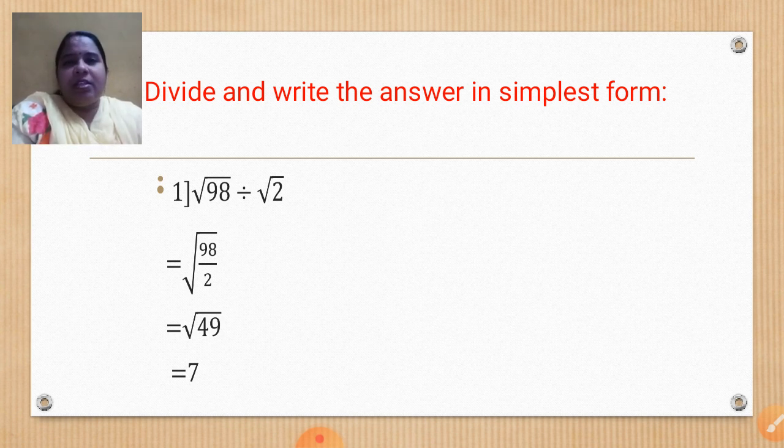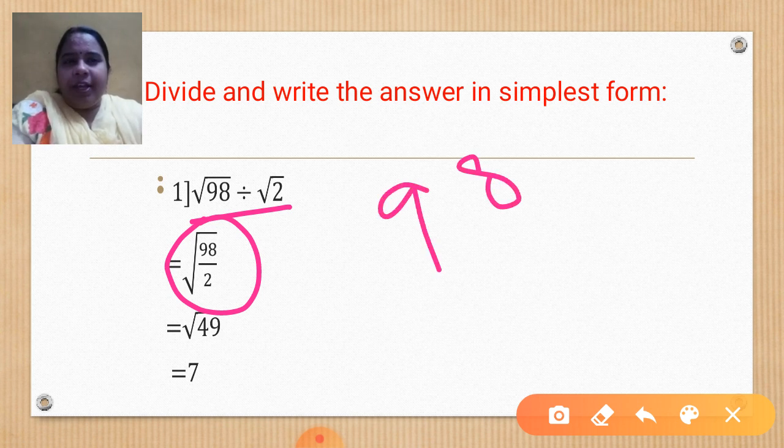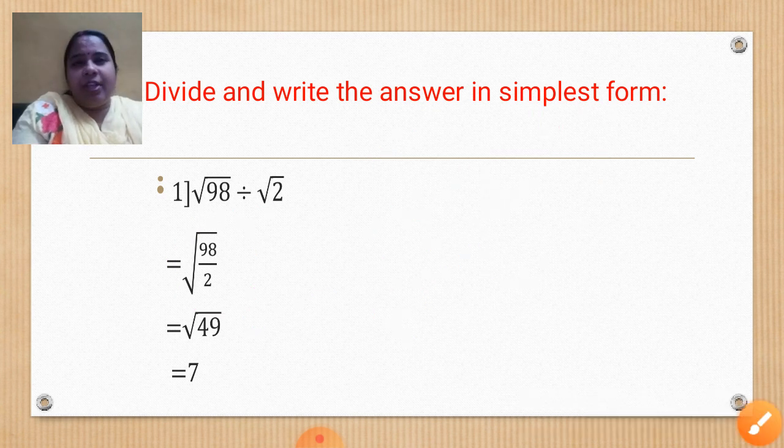Right? See this. Square root of 98 divided by square root of 2. First step what I have told you is to write it in the form of a ratio. This is actually 98 upon 2 in the root sign. 2 ones are 2, 2 49s are 98. So this is what we get. And square root of 49. 49 is a perfect square number. Square root of 49 is nothing but 7.